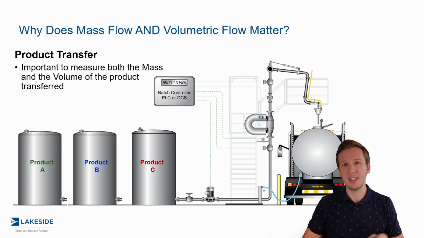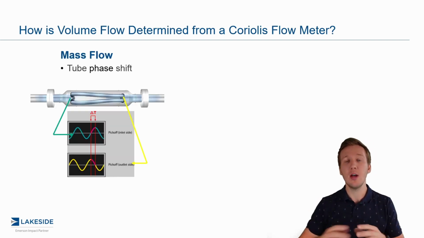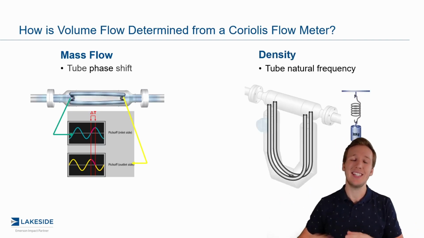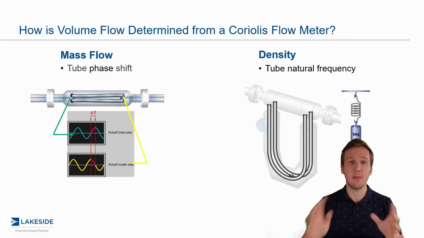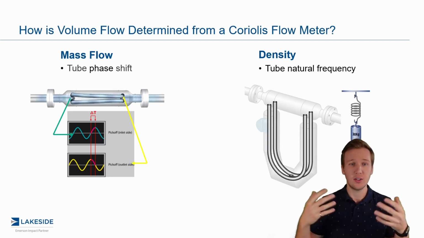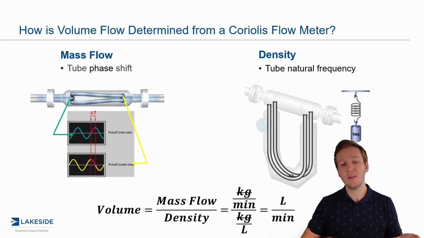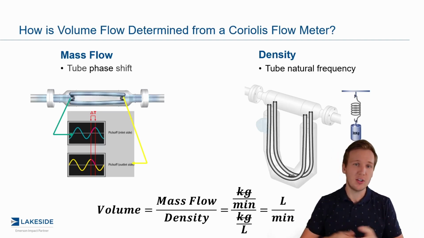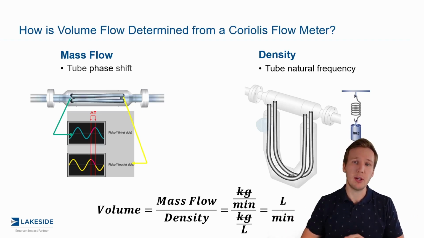Now the question becomes, how do you get your volumetric flow rates from your mass flow meter? Well, going back to how a Coriolis flow meter actually operates, it measures the mass flow by looking at the tube's phase shift difference from one another, but it also measures the density by looking at the tube's frequency. Very, very important to understand these measurements are made independently of one another. So if you go back to some basic physics equations or fluid mechanics, you'll know that when you divide your mass flow by your density, you look at the unit conversion there, you're left with liters per minute or whatever units you want. That's how you can obtain a volumetric flow rate.